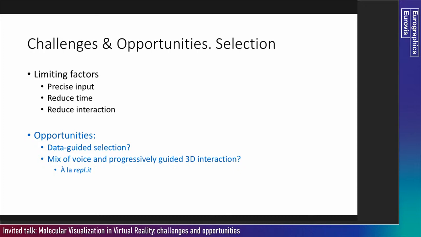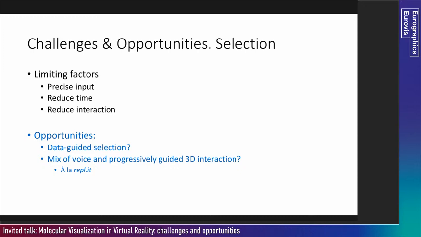To sum up, when selecting elements with the hand in the air, we have less precision than tools like the mouse. And if we add to this the fact that both in 3D and 2D views, we have small elements present, it's challenging to select them accurately. So new methods are required to make the selection process more accurate. And this might come from data-guided techniques. Or another idea could be creating selection methods that mix modalities such as voice and 3D interaction, in the spirit of the method by Replit that I showed before.